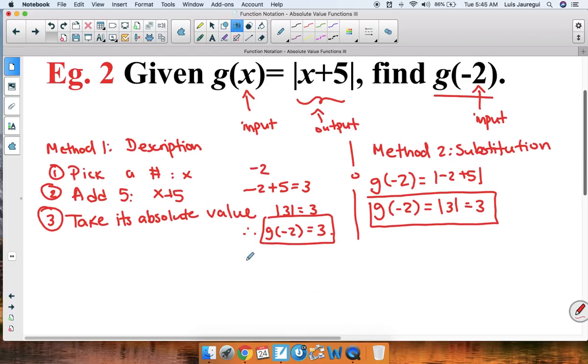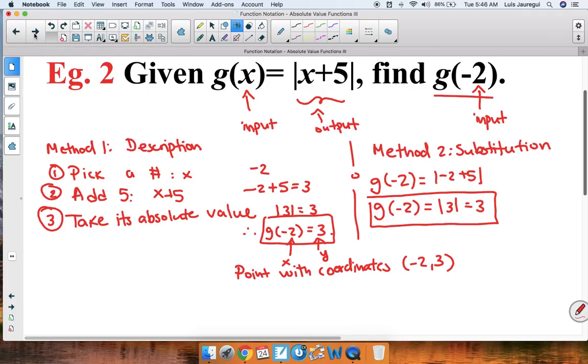Now, as part of an extension, we can say that we have the point with coordinates negative 2, 3. How do we know that? Well, we know that because your input value is negative 2, which is equivalent to your x value, and your output value is equal to 3, also equivalent to your y value.